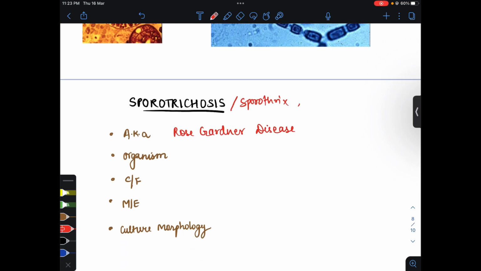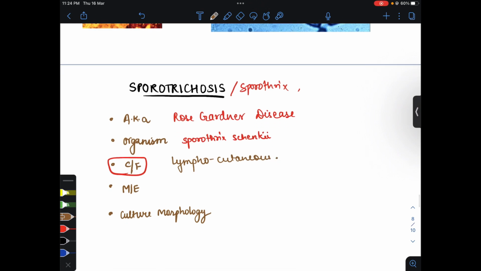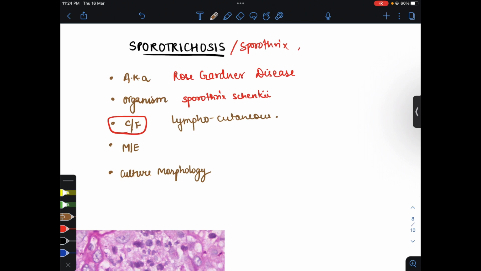Now which organism is there? So the organism for sporotrichosis is Sporothrix schenckii. What are the clinical features? Mainly it involves the lymphocutaneous form. So whenever in the question lymphocutaneous involvement is there and the person works in a rose garden, then the disease will be sporotrichosis. On microscopic examination we see cigar bodies, and the other name for cigar body is asteroid body. And on the culture morphology we see rosettes of conidia.